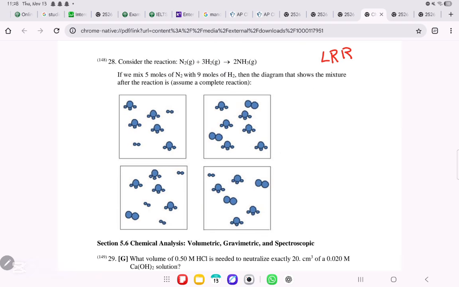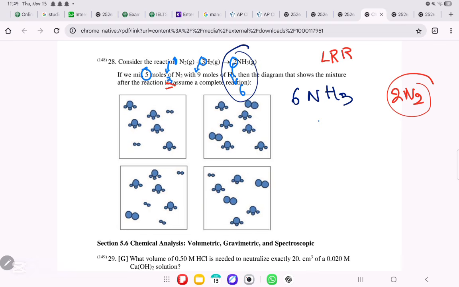I like to take it like this. If 3 became 9, how much is 1 supposed to become? It's supposed to become 3, and 2 is supposed to become 6, right? So if I had initially 5 moles of N2, and I only used 3, I'll be left with 2 moles of N2. So in my product mixture, I'm supposed to have 2 moles of N2, okay? And what did I form in my product? I formed 6 moles of NH3 gas.